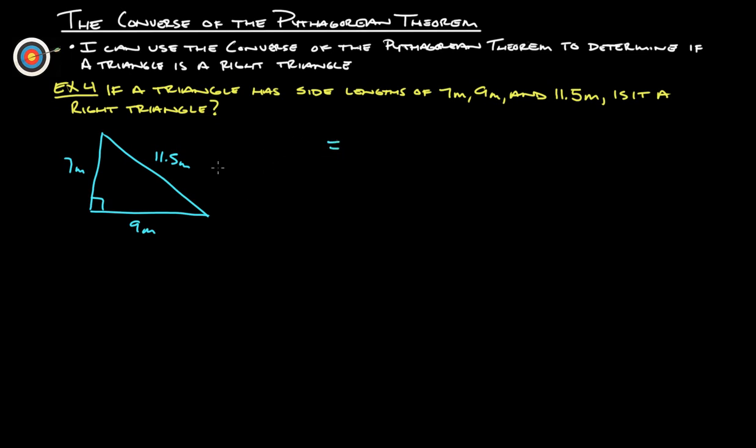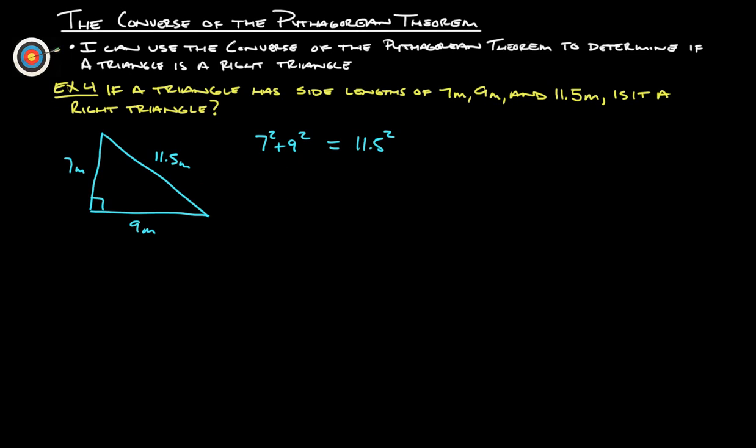So again, our hypotenuse is 11.5, and that means the legs are the two short ones. The hypotenuse is always going to be the longest one, and the legs are always the two shortest ones. So 7 squared plus 9 squared equals 11.5 squared. You don't have to draw the triangle out, but it might make it a little easier to visualize and make sure that you're getting this figured out correctly.